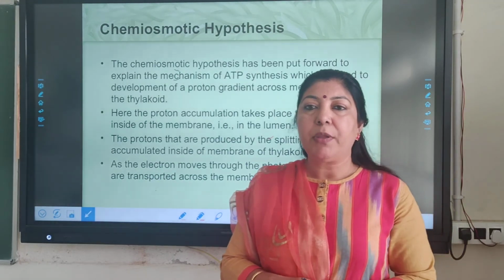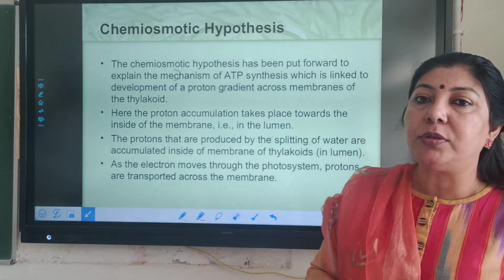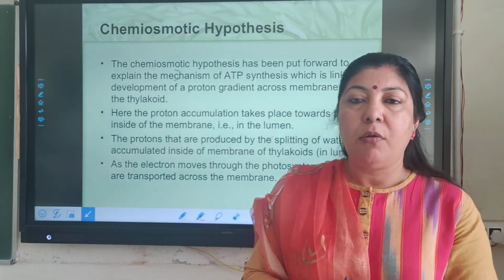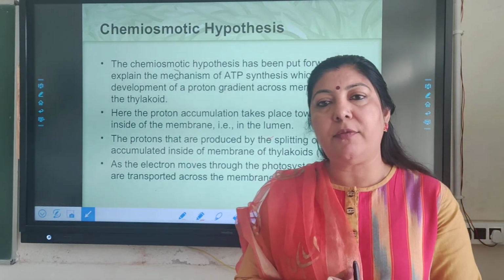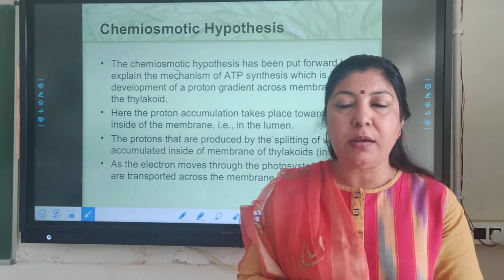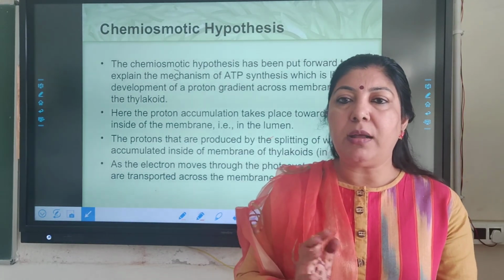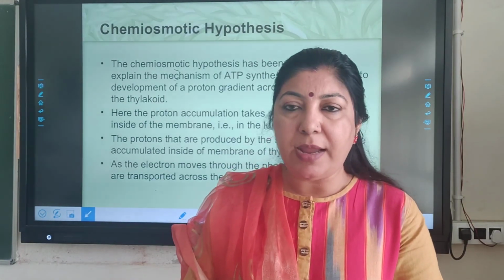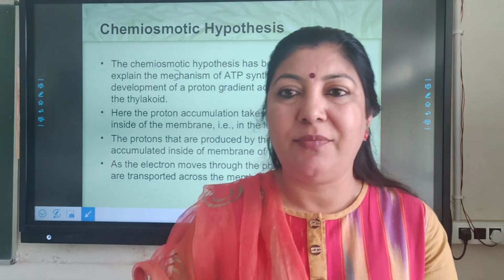In next lecture, we will study the chemi-osmotic hypothesis of this photophosphorylation. What actually happens? So these both cyclic and non-cyclic photophosphorylations are very important. Practice the diagrams and you should know what are the differences between them. I hope you have understood the light reactions, that is cyclic and non-cyclic photophosphorylation. Thank you.